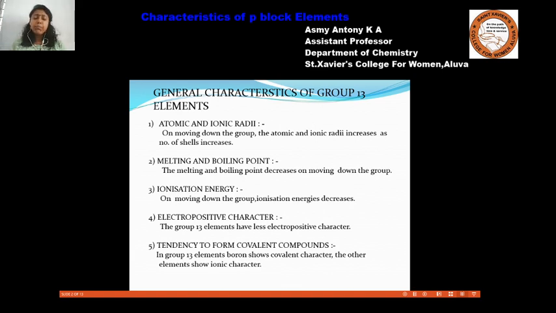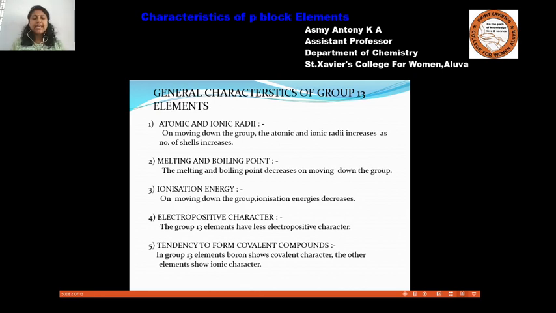Next will be electropositive character. What do you mean by electropositive character? Electropositivity is the ability of an element to remove its last electron. That is, when the element is electropositive, it is easy to remove the electron present in the last orbit. So when moving down the group, the elements have less electropositive character. That is, the elements of group 13 will be less electropositive. That is, they do not wish to remove their last electron, though they will be electronegative in character.